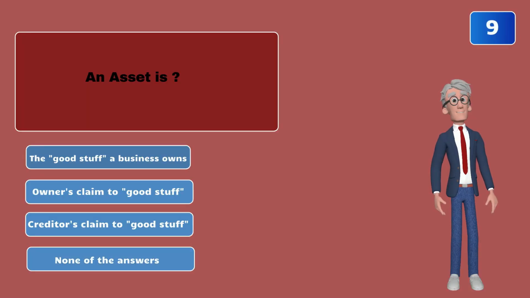An asset is all the property that a business owns. Owner's claims to the property that a business owns. Creditor's claims to the property that a business owns. None of the listed answers is correct.